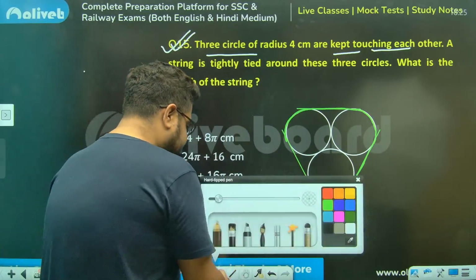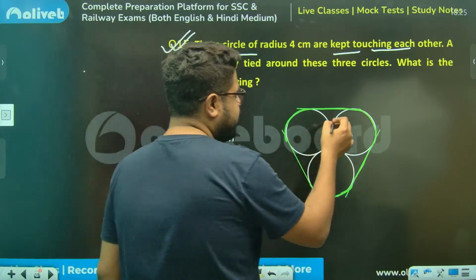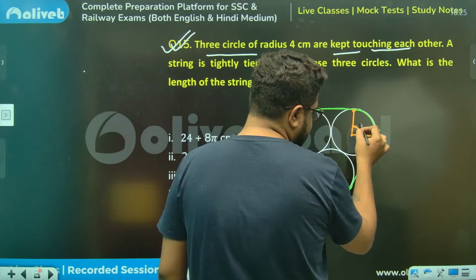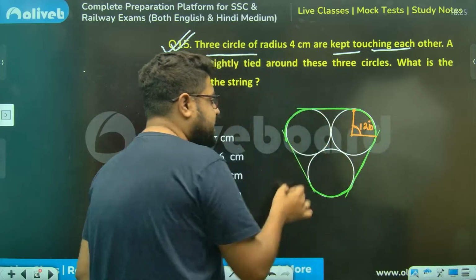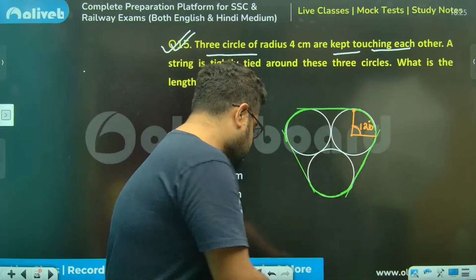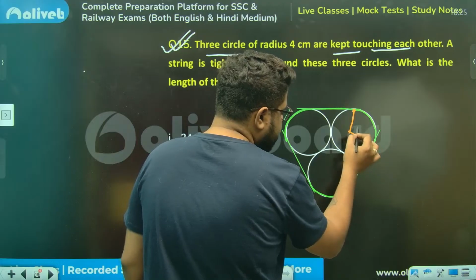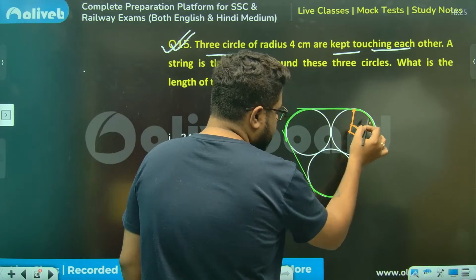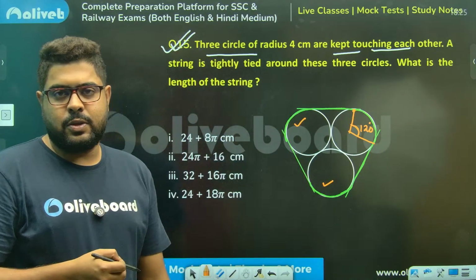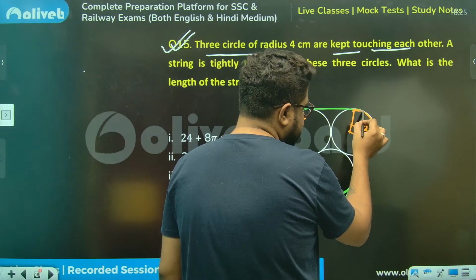देखो, sir, it's a very symmetric structure, and this length has two parts to it. क्या क्या parts हैं? First is this part. This angle is 120 degrees. Why? Because you see there are three circles, and it is dividing the circle. If I draw it more accurately, it will look something like this. If this is 120, then this is also 120, this is also 120.